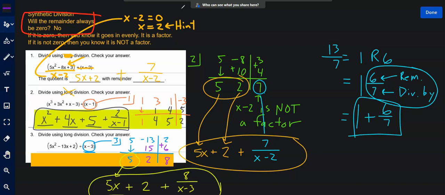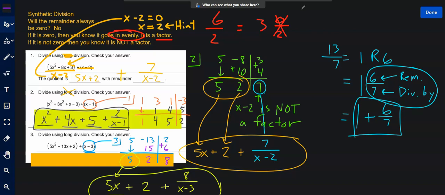Remember that if something is said to be a factor, they use this term factor, then it goes into that evenly. We've talked about how 6 divided by 2 is 3 with the remainder 0, right? Now, would we ever write something like 3 and 0 over 2? Of course we wouldn't write that, because we know that it's just plain old 0, so we never write this part. It's just plain old 3.